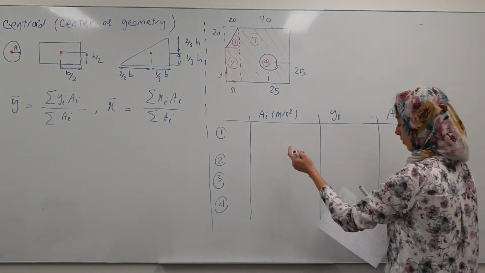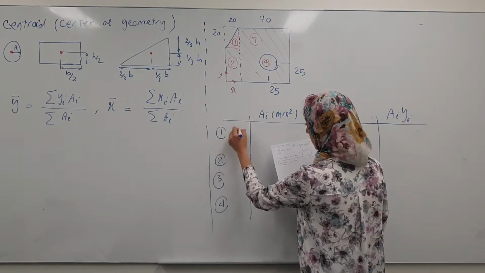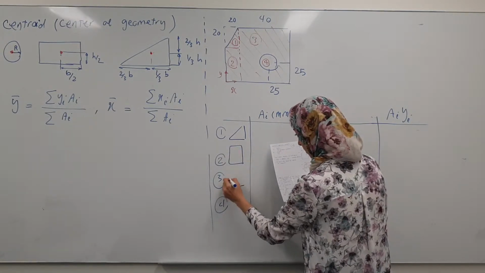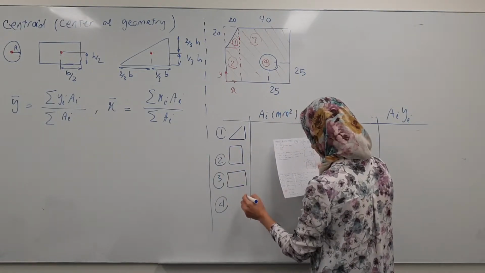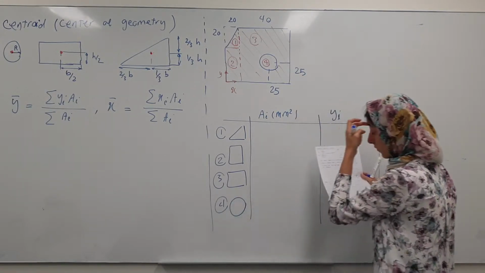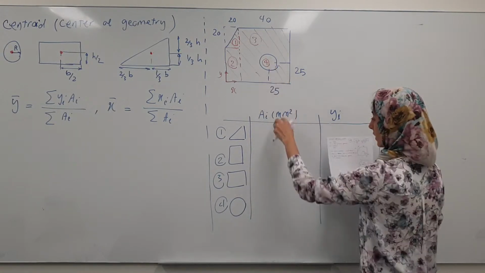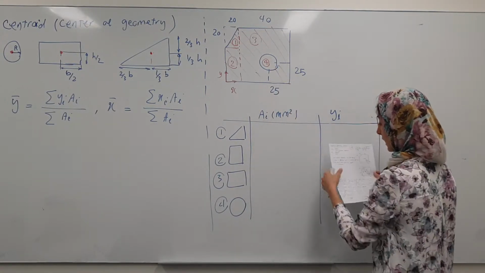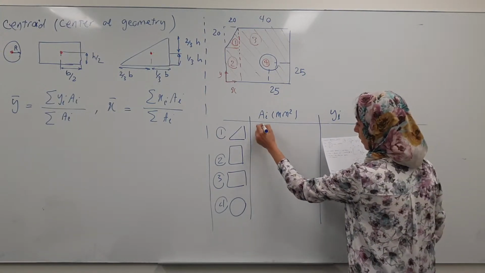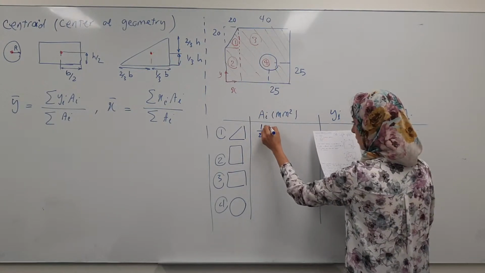Okay? So the types of shapes we have here are 1 triangle, 2 rectangles, and 1 circle. The only thing is that because the circle is the removal area, when it appears here, it should be negative. Okay?